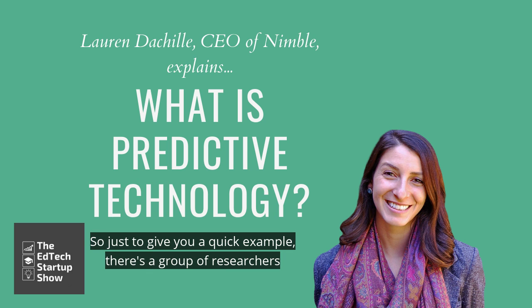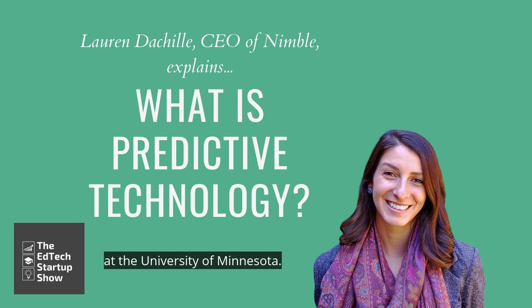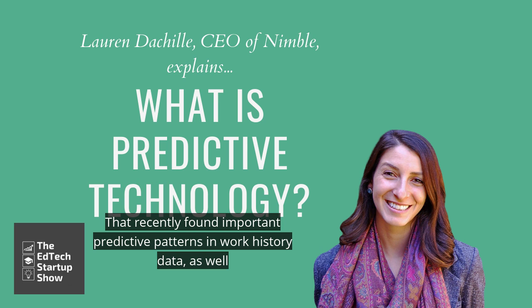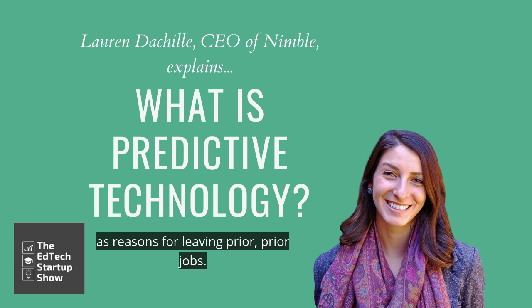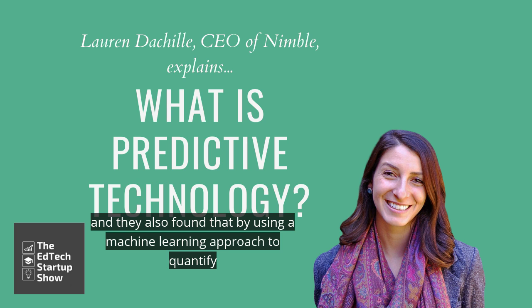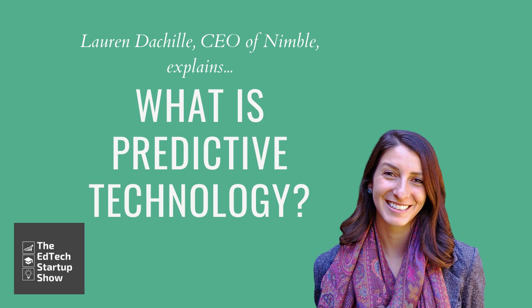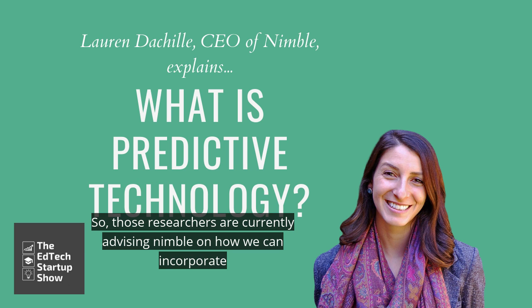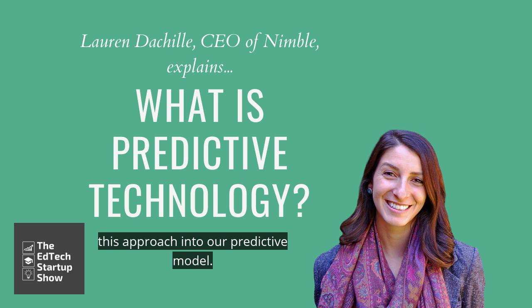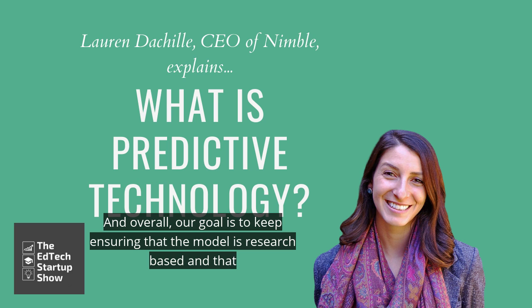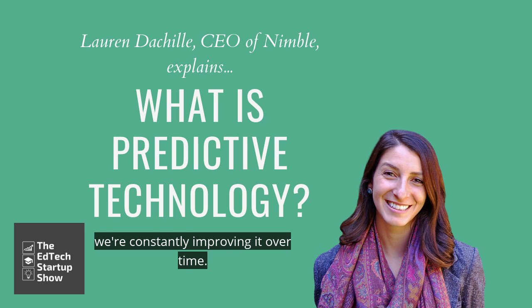Just to give you a quick example, there's a group of researchers at the University of Minnesota that recently found important predictive patterns in work history data, as well as reasons for leaving prior jobs. They also found that by using a machine learning approach to quantify those work experiences, they could help reduce bias in the hiring process and make it more equitable, which, as you probably know, is pretty important right now because we have such a lack of diversity in the teacher workforce. That's a big area of focus for a lot of districts. Those researchers are currently advising Nimble on how we can incorporate this approach into our predictive model. And overall, our goal is to keep ensuring that the model is research-based and that we're constantly improving it over time.